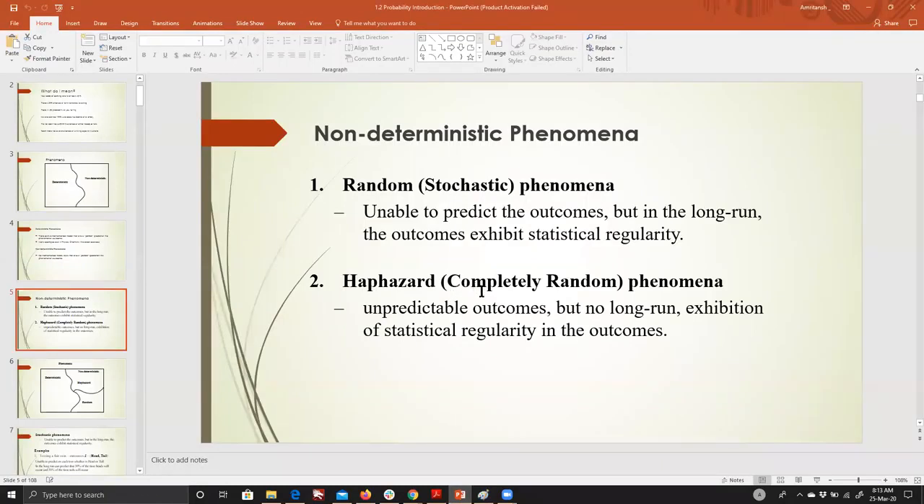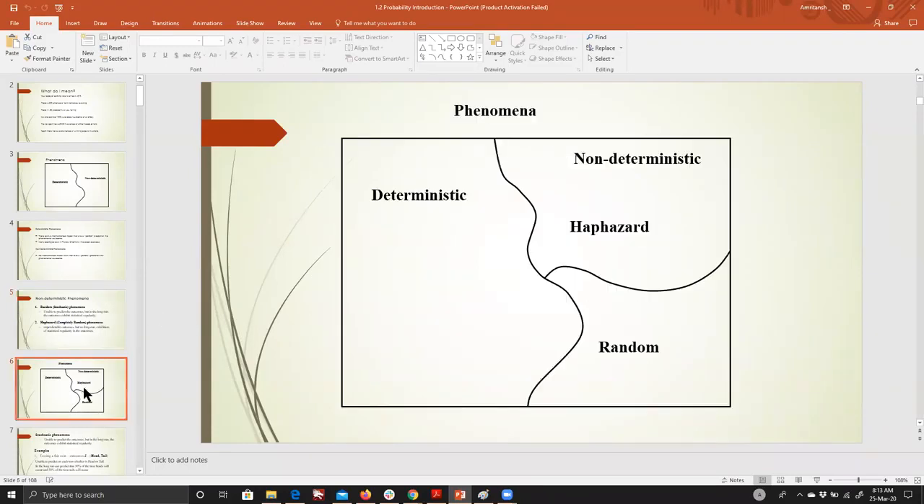And of course, there is something called haphazard, which is totally unpredictable, and even in the long run there is nothing available. Even in the long run, it is still haphazard. So this is how the world is fractured. The non-deterministic world is also fractured between haphazard and random. We will mostly operate in this world till random.